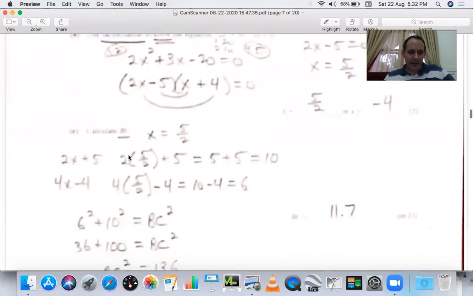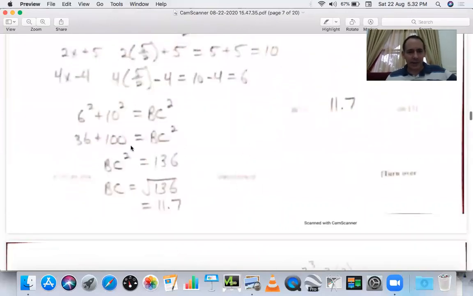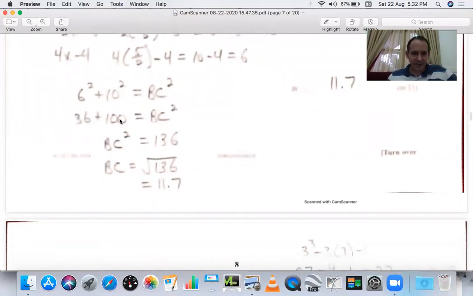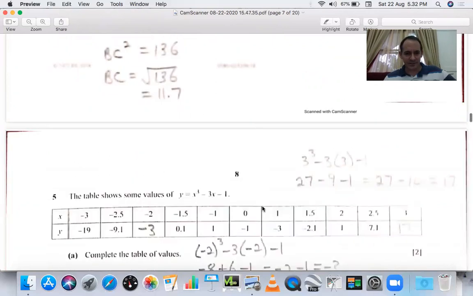So we plug 5/2 into our base and our height. So 2 times 5/2 plus 5 gives us a 10 for the base. Plugging 5/2 into the height gives us a 6 for the height. Now we can do the Pythagorean theorem, a squared plus b squared equals c squared, where the hypotenuse is BC. 36 plus 100 is 136. Square root gives us 11.7 to 3 significant figures.